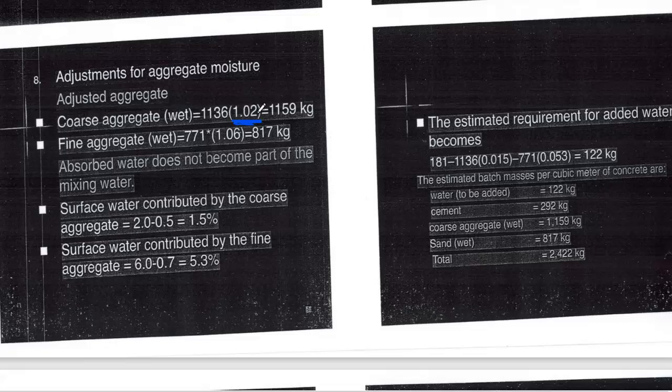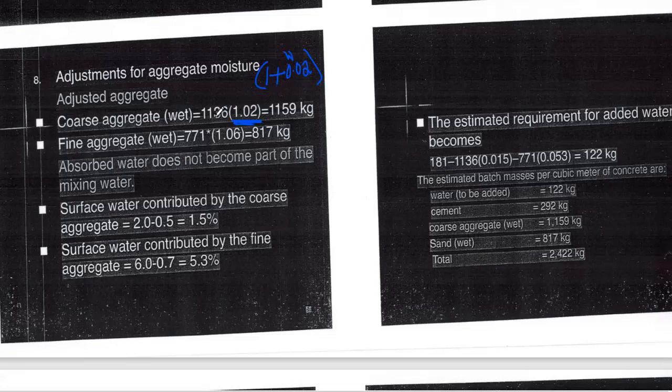on the aggregate you have 2% moisture content, you need how much? 1159 kg of coarse aggregate. Here we consider 2% moisture content, so 1 plus 0.02, multiplied by 1136. Also additional, because this 2% is actually the weight of water, not the aggregate.